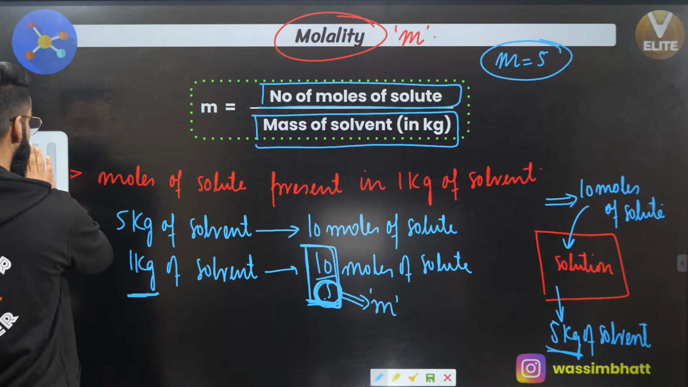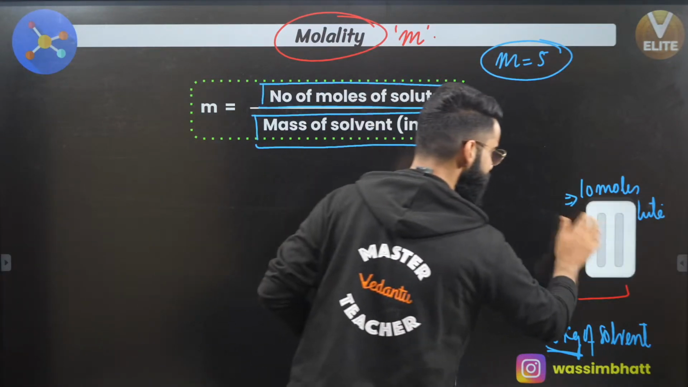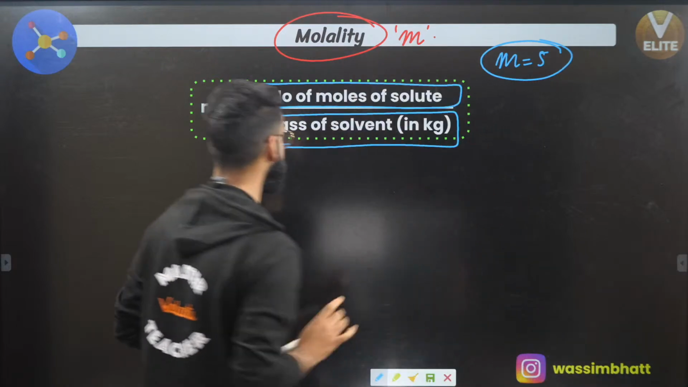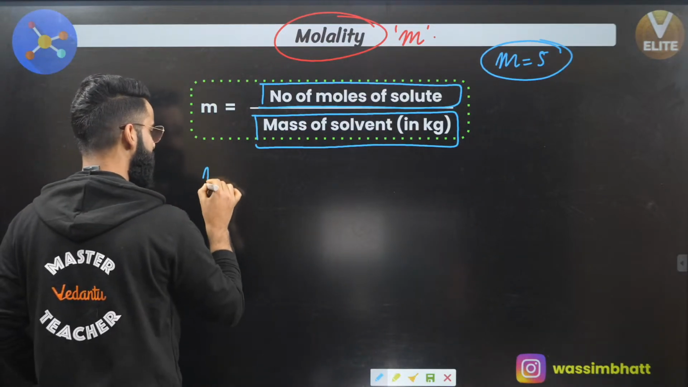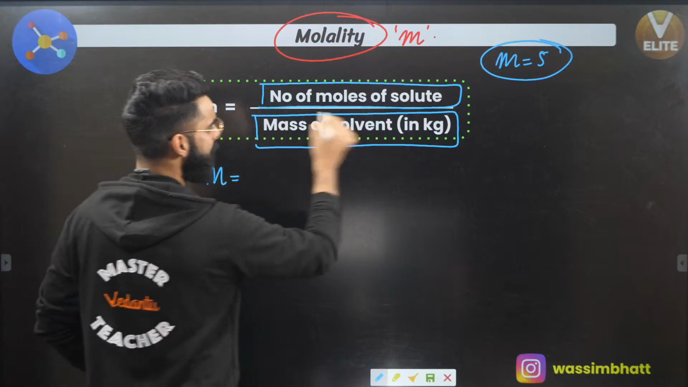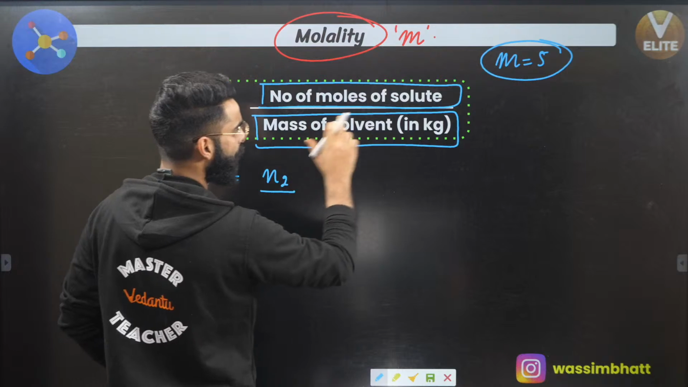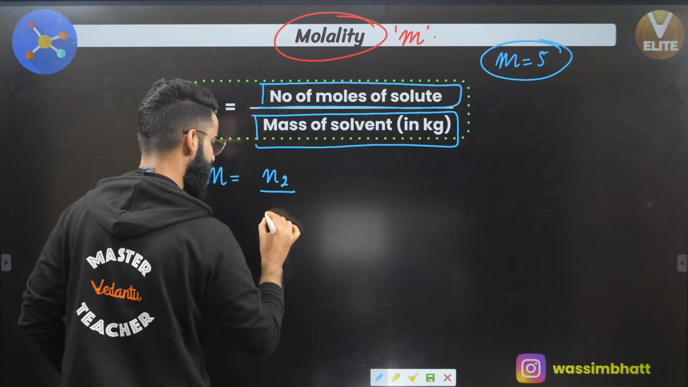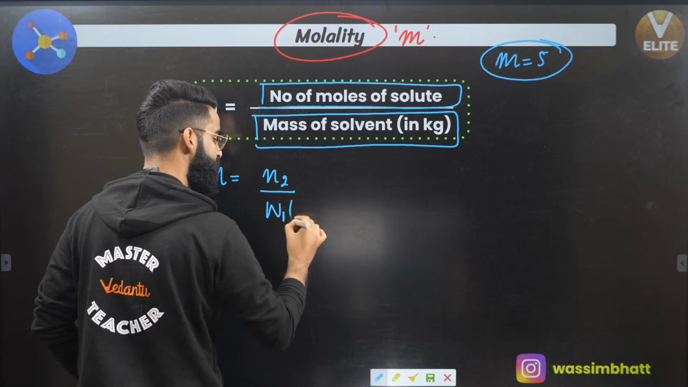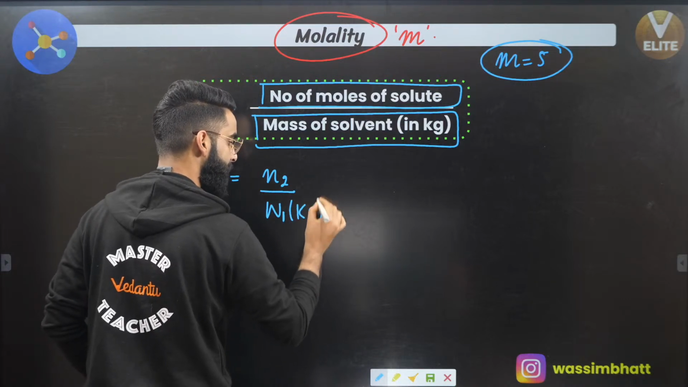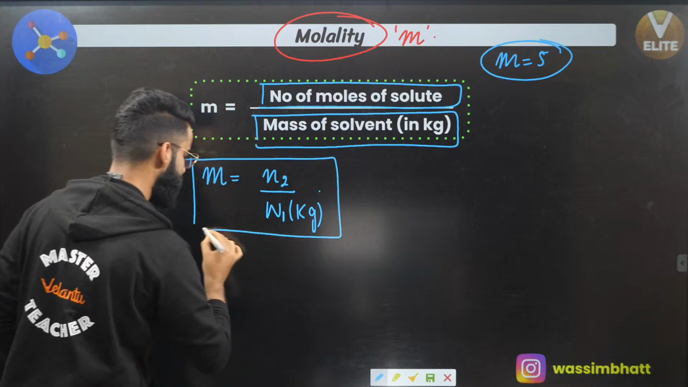Now we will understand one more important thing. I'm sure the concept of molality is clear, but you have to be careful with the terminology, which I'm telling you again and again. See what all things you have to remember. Molality is equal to number of moles of solute, which we represent by N2, divided by mass of solvent in kilograms, which we represent by W1, but this W1 is in kilograms. This is one formula by means of which we can calculate molality of the solution.